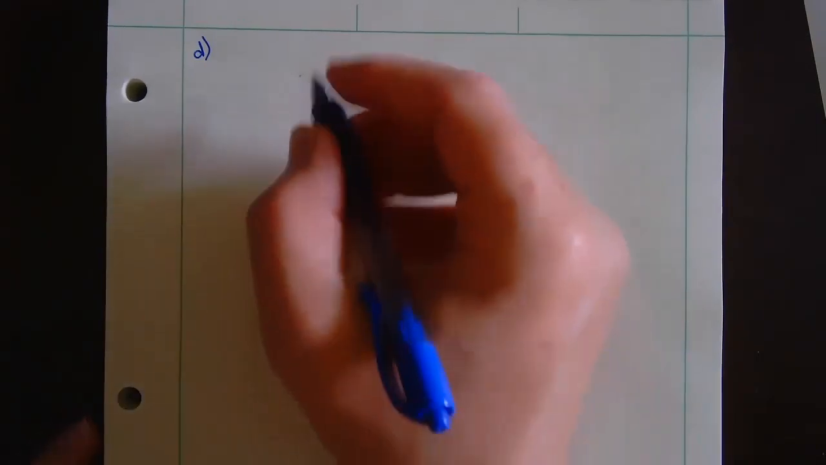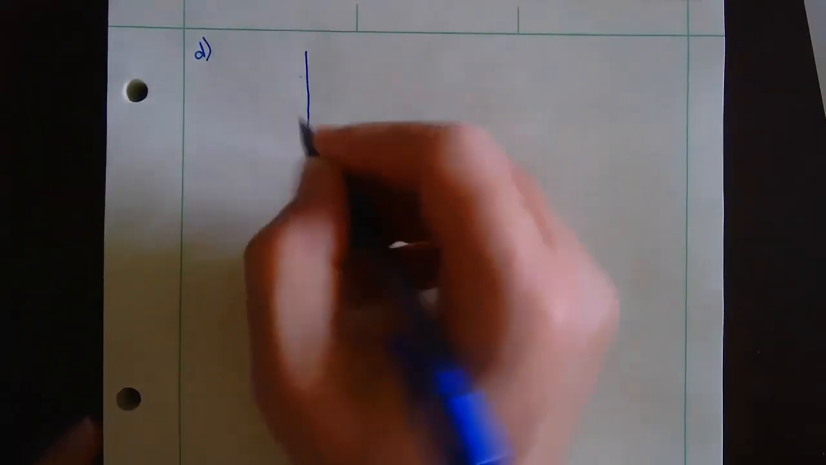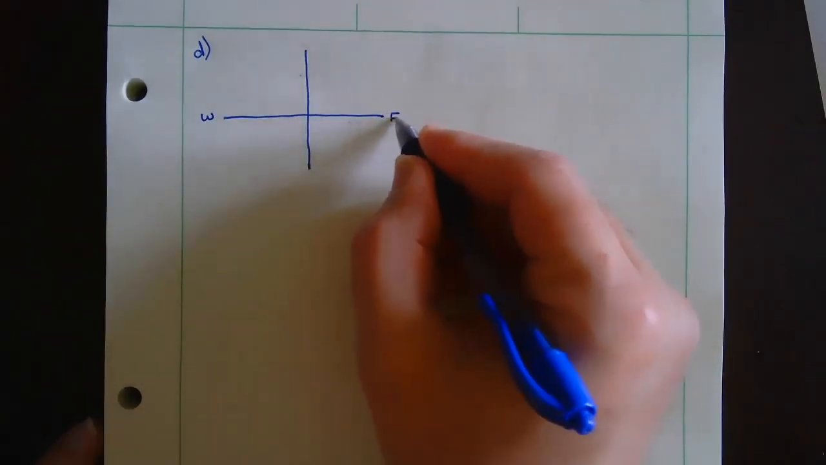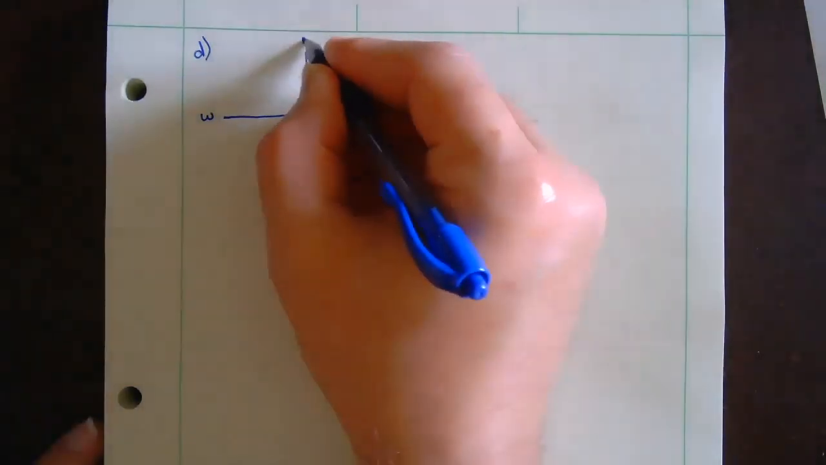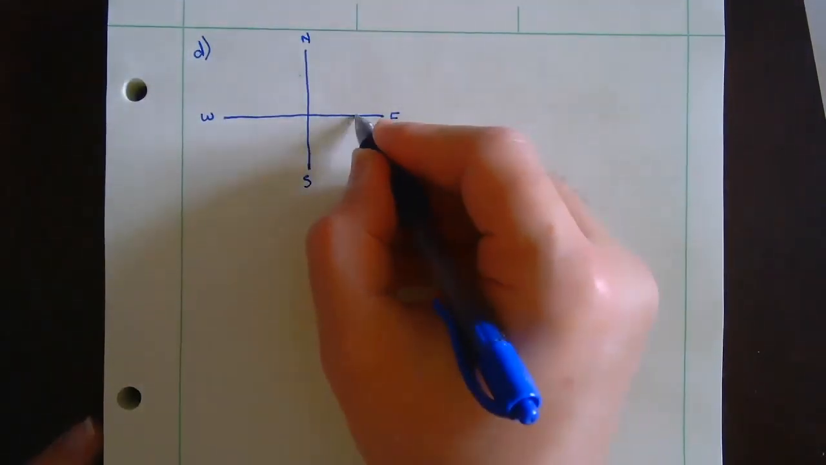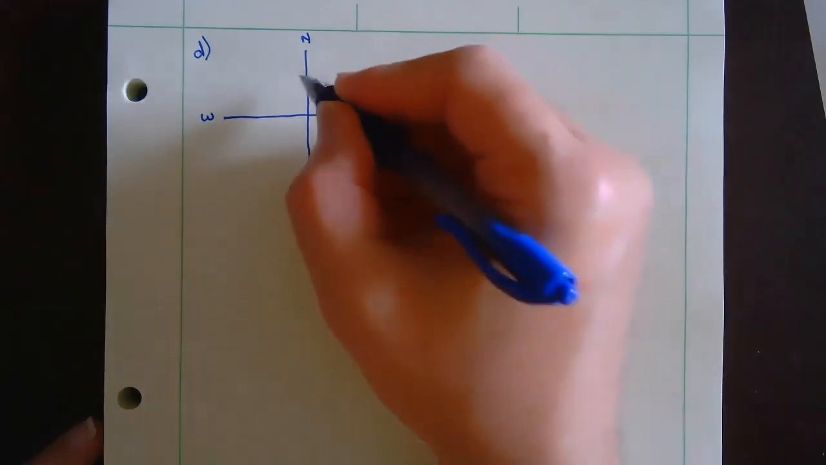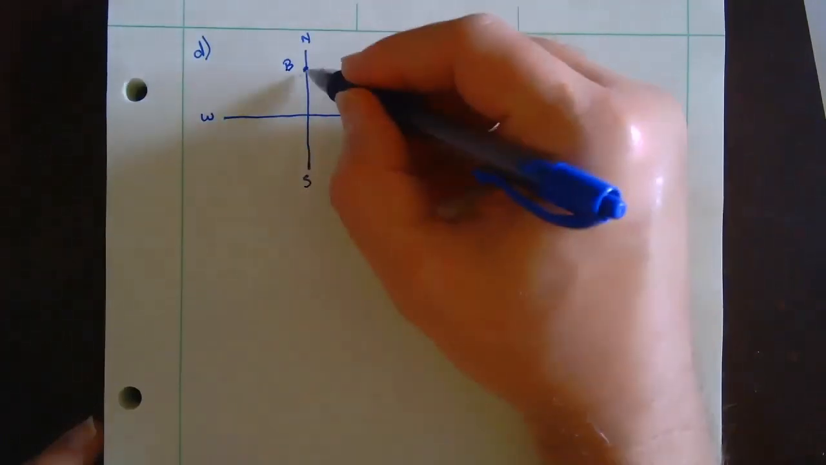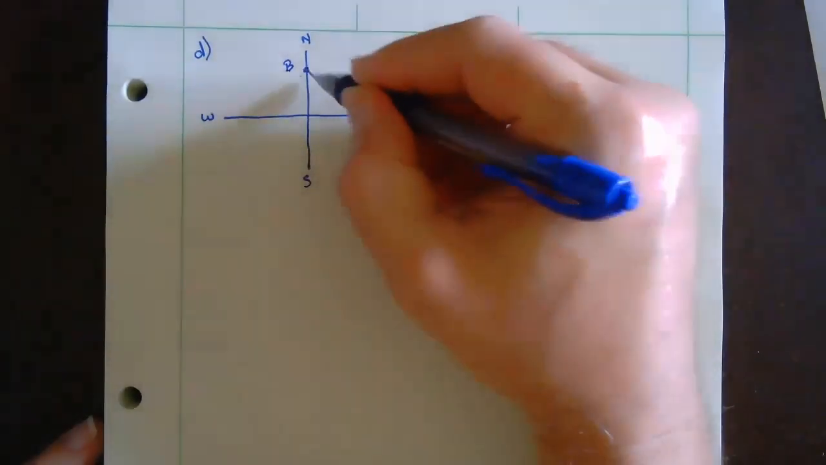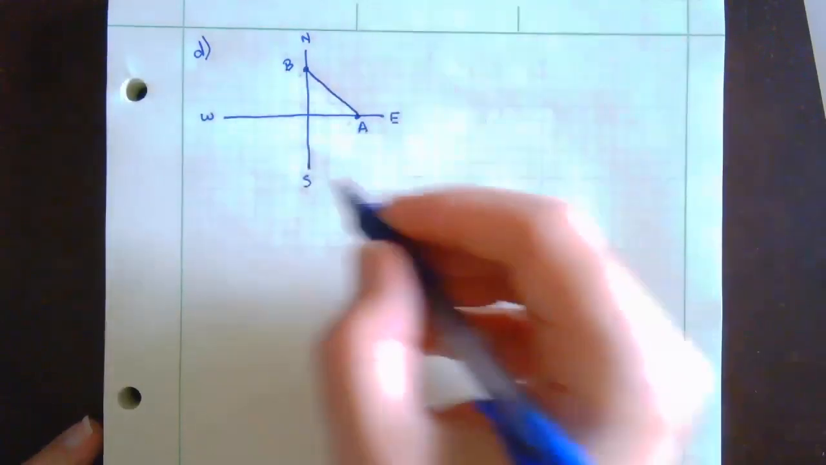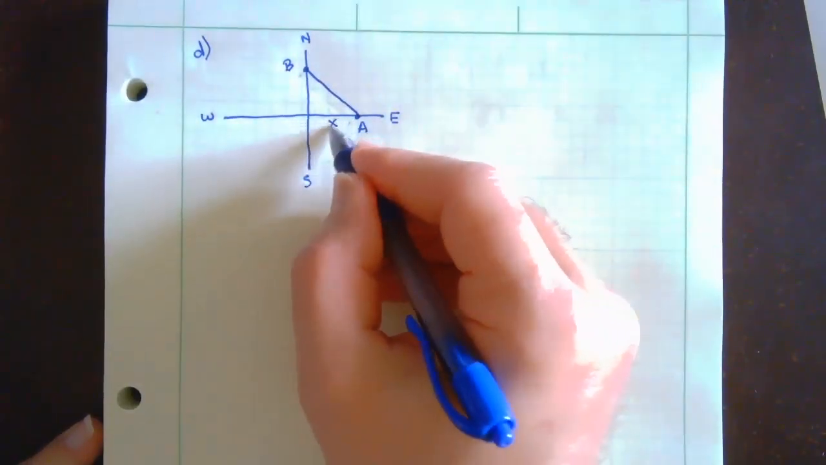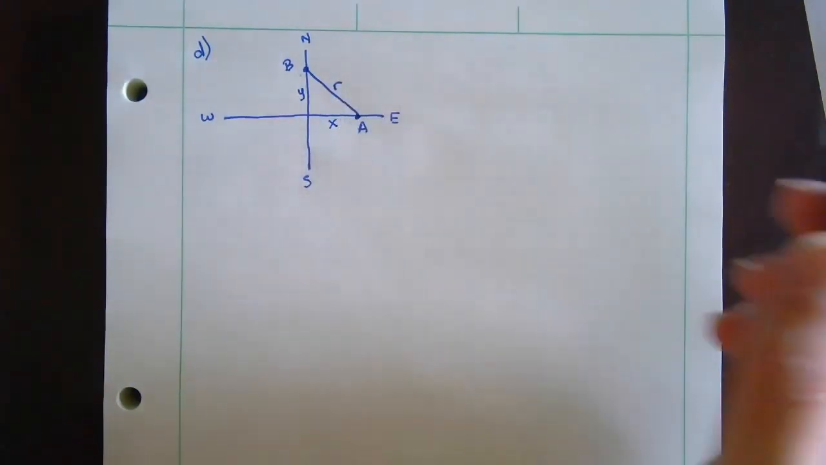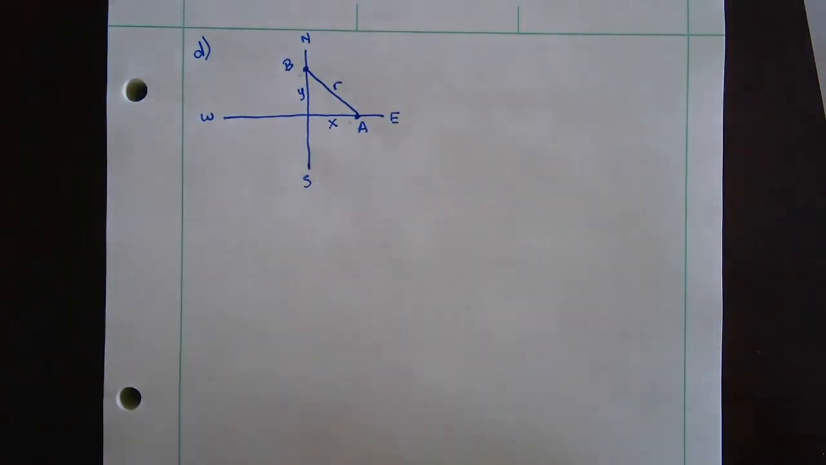Okay, for D, I want to label a diagram. And this is west, and this is east, and this is south, and this is north. And I know train A is the point right here. And then train B is on the north, right? So that's train B. And then this distance, we want to know how this is changing. That distance right there. So I'm going to call this horizontal piece X, and I'm going to call the vertical one right here Y, and this one R. And you wouldn't have to call it R. You can call it anything you want.